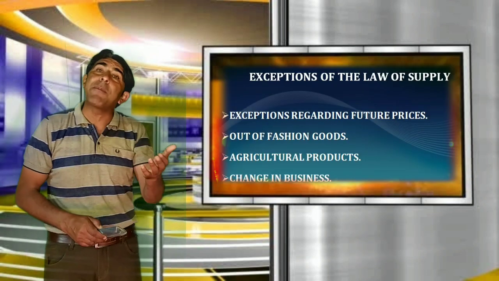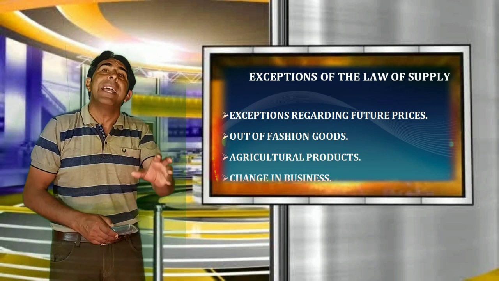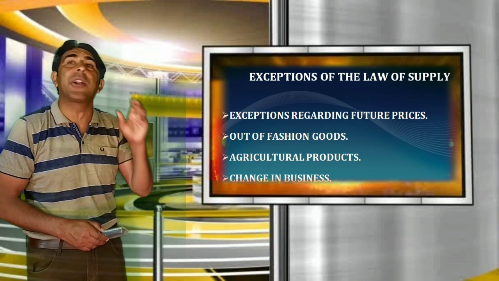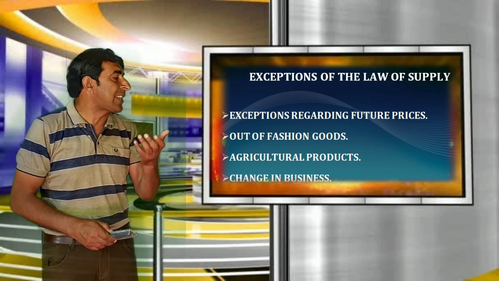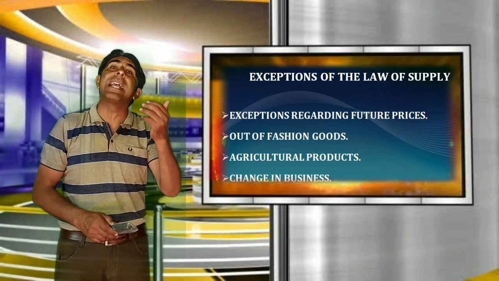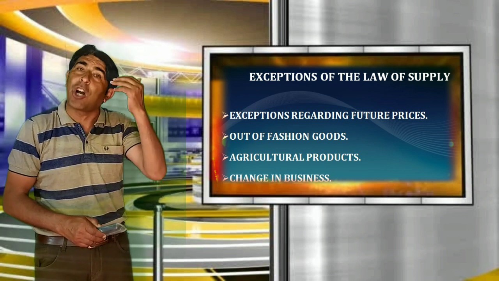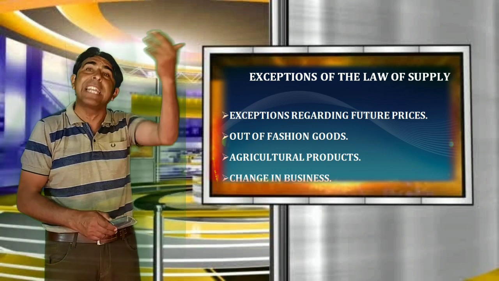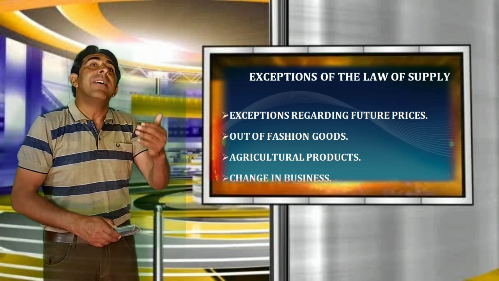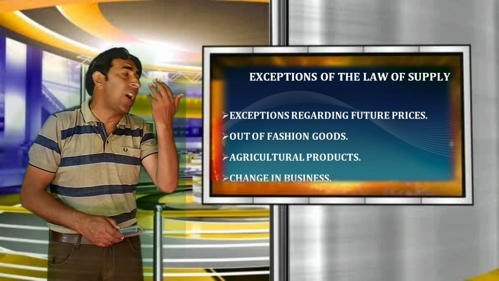Now, we have the exceptions of the law, or you can say the limitations of the law. The law of supply is not applicable in case of these exceptions. The first exception is regarding the future price. The law of supply is not applicable when a seller feels that the price of his commodity is going to increase in future. He holds back his commodity and supplies it in future rather than at present. So the law of supply is not applicable.